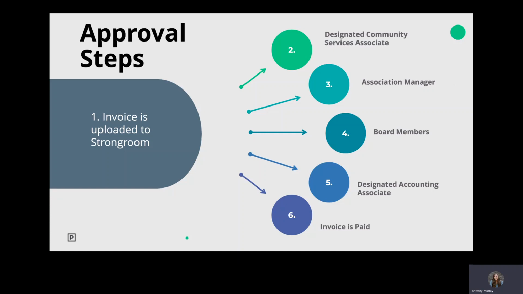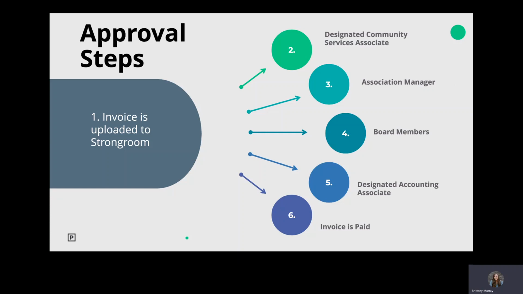Next, the association manager reviews the invoice and confirms that all information is accurate. For example, for maintenance invoices, the manager's ensuring that all work was completed before moving it on for payment. Next, the board members review and approve the invoices as well. And finally, the designated accounting associate does a final review to verify all elements of the invoice processing steps have been completed. This means we have four sets of eyes on each invoice to ensure accuracy.